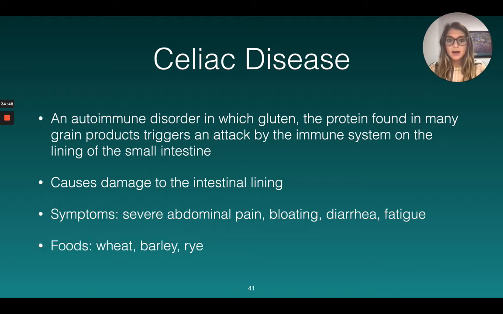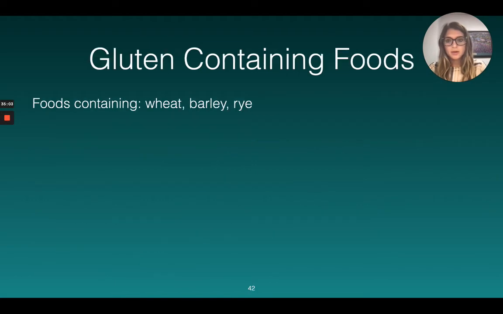And the foods that have gluten in them specifically are going to be wheat, barley, and rye. So anyone with celiac disease needs to avoid these food components. Like I said, wheat, barley, and rye are commonly found in a lot of food items that do have gluten.